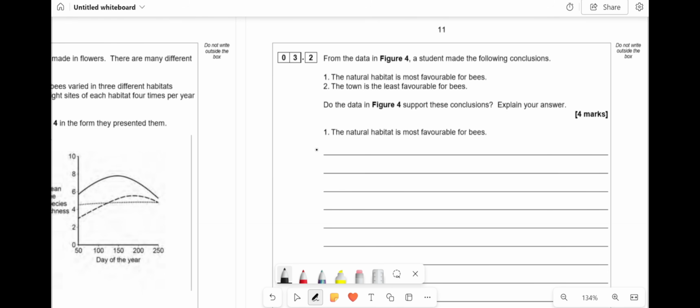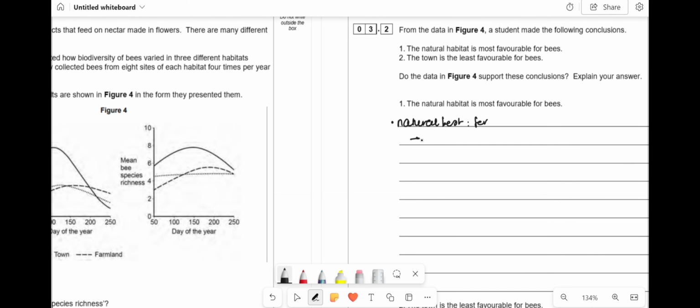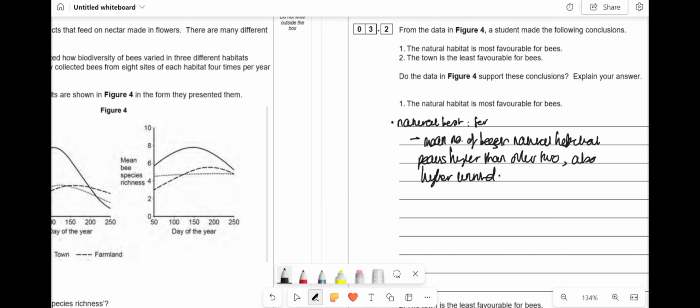So if we look at natural as best, we can see that for the mean number of bees, it peaks here and then goes back down, but across the board, it's higher than every single curve except for the town, right? That's the number of bees, whereas the species richness is always higher than every other one as well. So first of all, you can say that the mean number of bees in the natural habitat peaks higher than the other two. I'm too lazy, you write the others, but I can write the other two. But it's also higher until day 200.